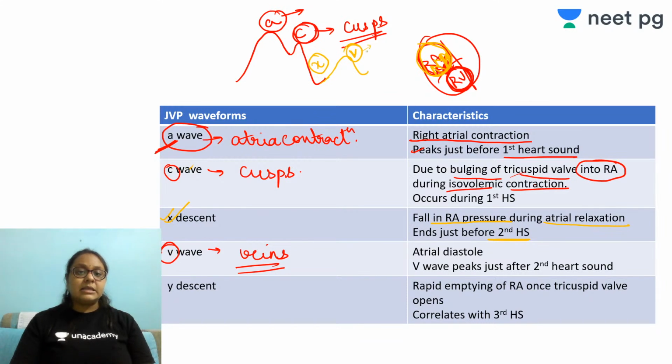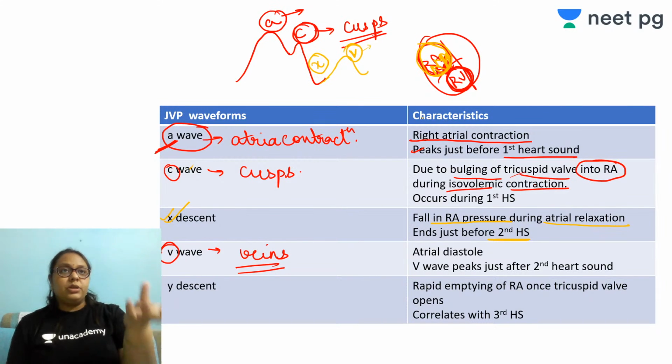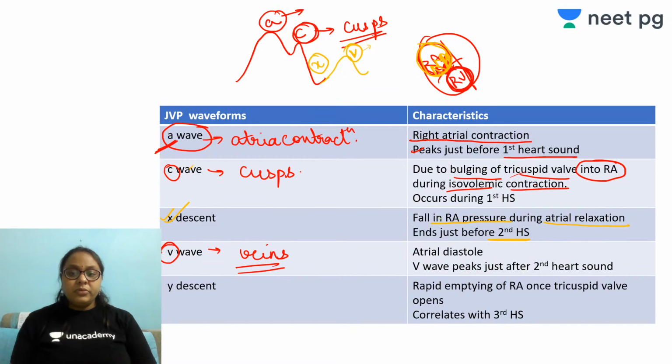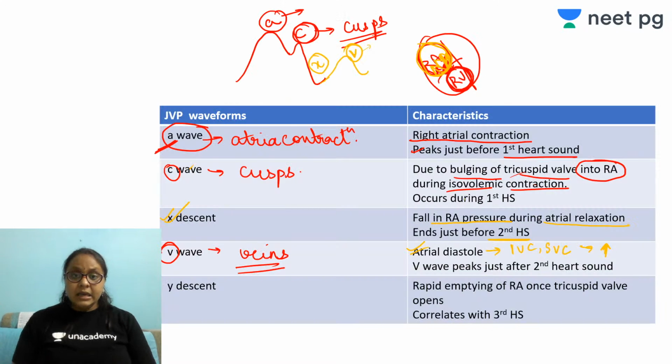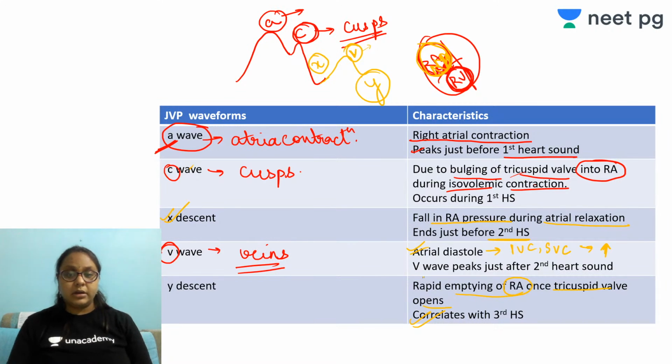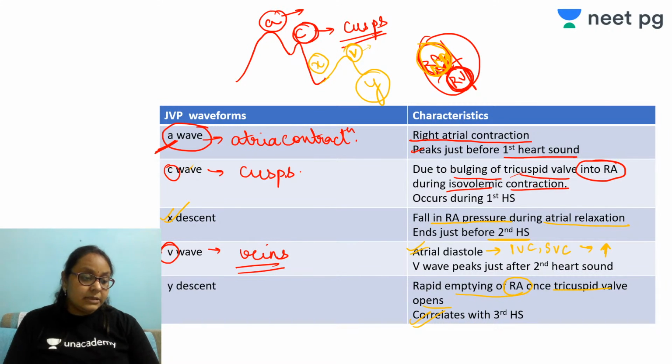V wave is venous. That means atria is in the diastole, it is receiving blood from the inferior vena cava and the superior vena cava, and therefore there is an increase in the pressure in this, and that's why we have a V wave. Is it clear? And then there will be a descent, that is the Y descent, that is rapid emptying of the right atrium once the tricuspid valve opens, and it correlates to the third heart sound. Is it clear? Any doubts in this?